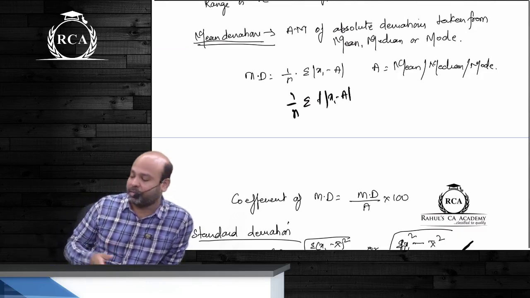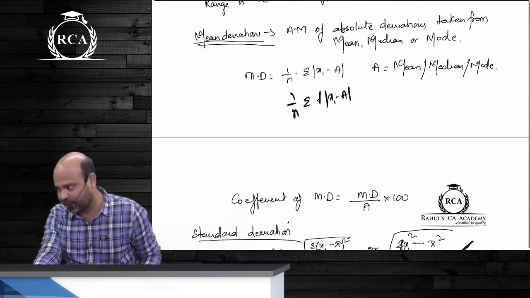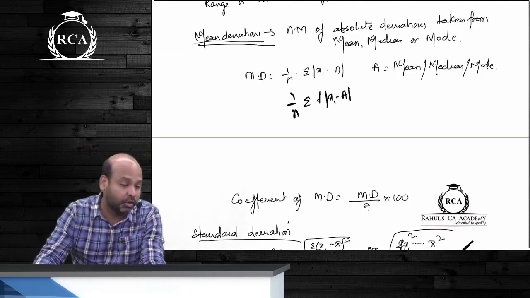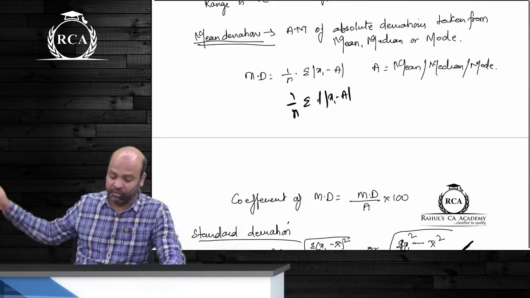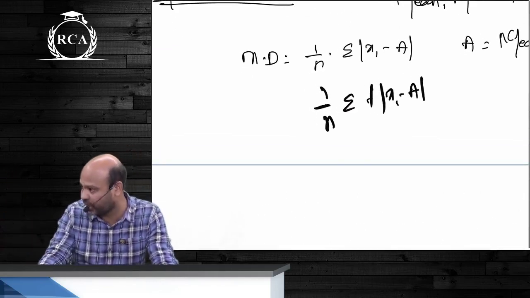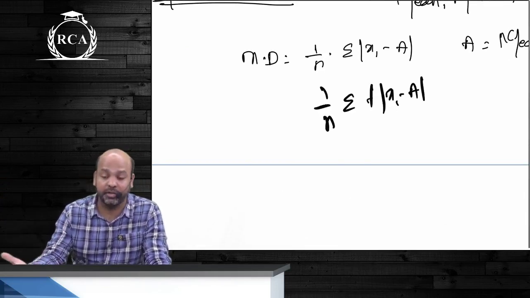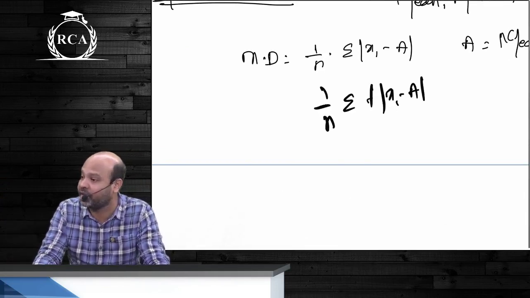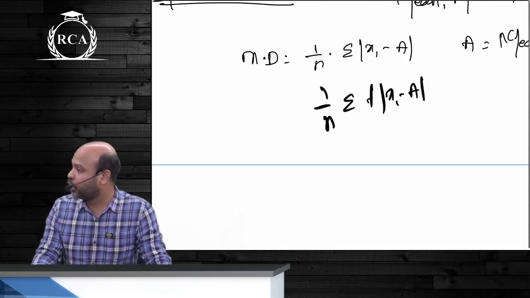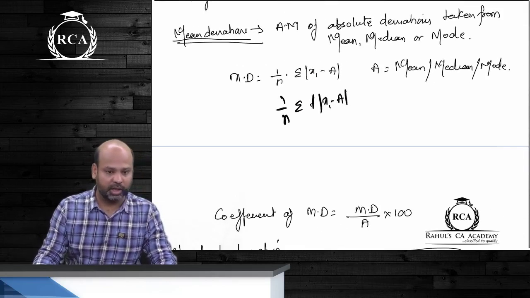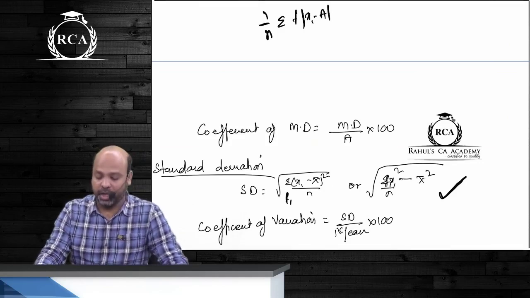So the first step in computing mean deviation is to identify from where we are supposed to take deviations. It can be mean, median or mode. Then compute absolute deviations from that measure. Then take an arithmetic mean of absolute deviations. Hence the formula is summation |xi minus A| divided by n. That A can be mean or median or mode. If there are frequencies given, you will write summation fi into |xi minus A| divided by summation fi. To compute coefficient of mean deviation, you will have to divide mean deviation by either mean or median or mode.